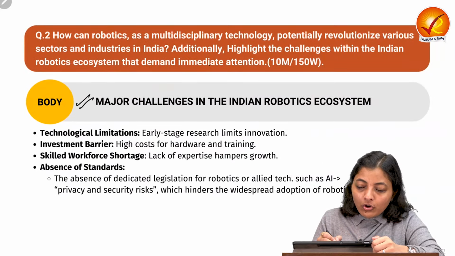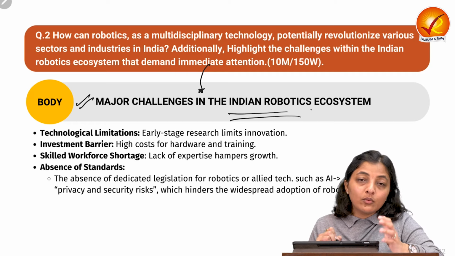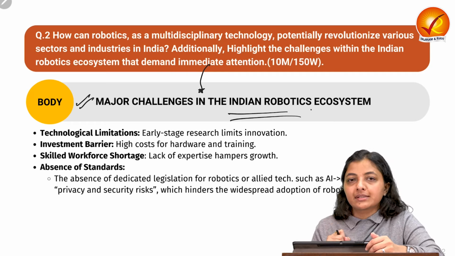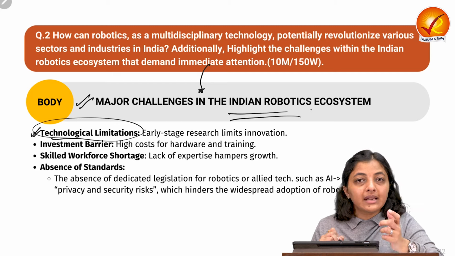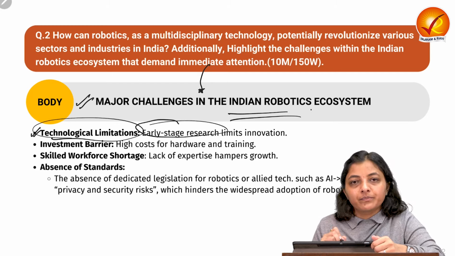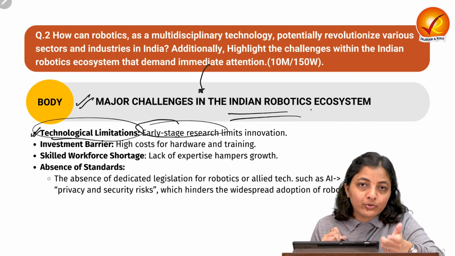Finally, we also need to write about the major challenges of the Indian robotics ecosystem. Now, what are the different challenges with respect to the Indian robotics system? Like, there are issues with respect to technological advancements. There are limitations in the technology. We are at a very nascent stage of research and development with respect to the ecosystem.